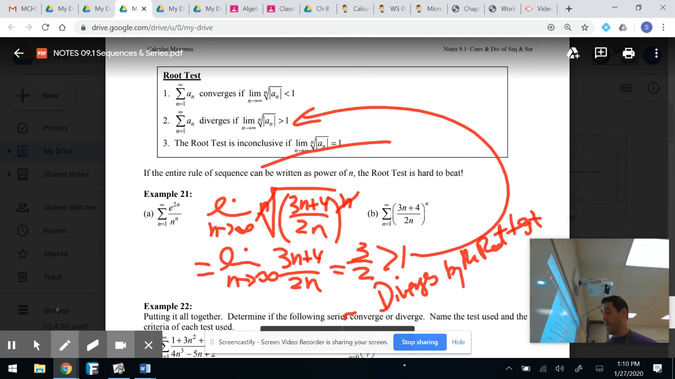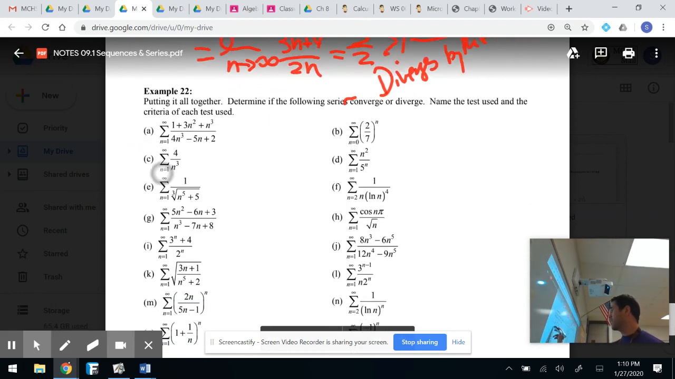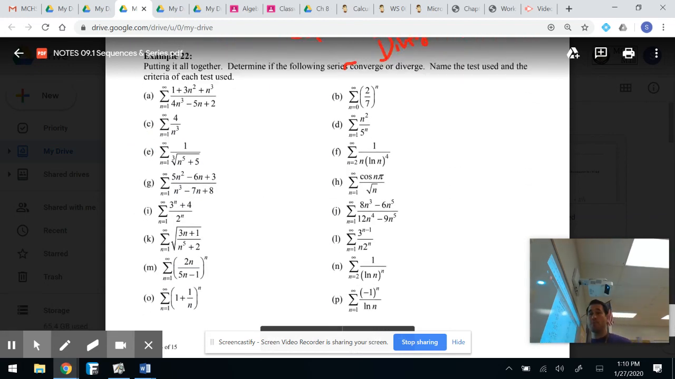That was craziness. If you wanted a big time challenge, example 22 has those problems all mixed up. And believe it or not, sometimes you can use multiple tests or different tests. Remember to always get started with the nth term test. Because if the nth term test does not equal 0, you know that series diverges and you're done. There's probably about 3 or 4 of these you could get done right there by doing the nth term test.